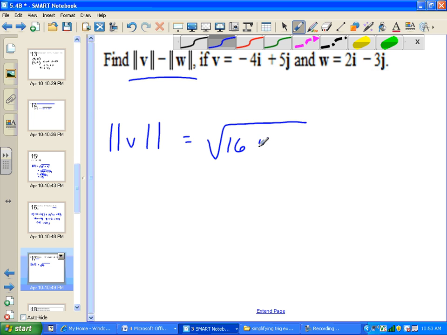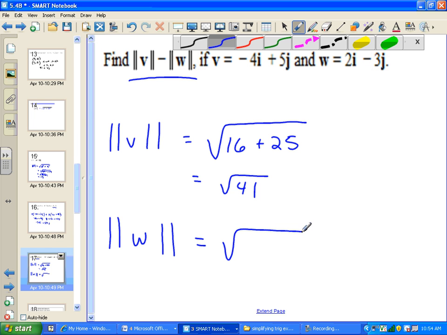Yeah, 16 plus 25 would be 41. And I think the square root of 41 is simplest form. So there's the magnitude of V. Now, what about the magnitude of W? Let's say, yeah, the square root of 4 plus 9 would be the square root of 13.